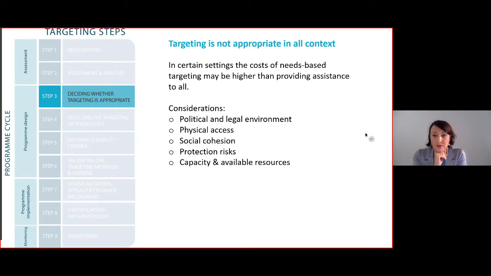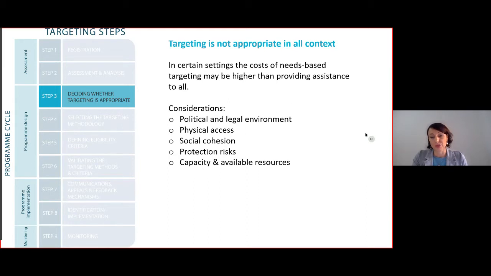We also need to understand the social cohesion among the refugees, in this case, and the host community, to understand if targeting would create an environment that is hostile towards the refugees and the host community. And also, as Charlotte and Anika were saying, the protection risks have to be considered, to understand which risks might occur if we implement a specific targeting.